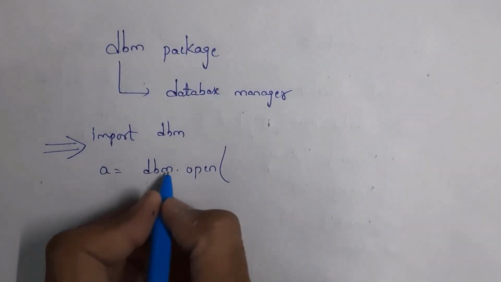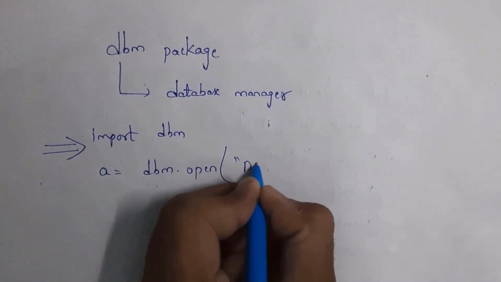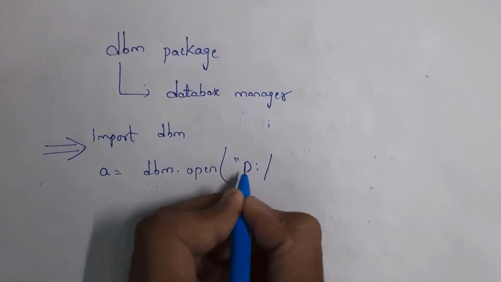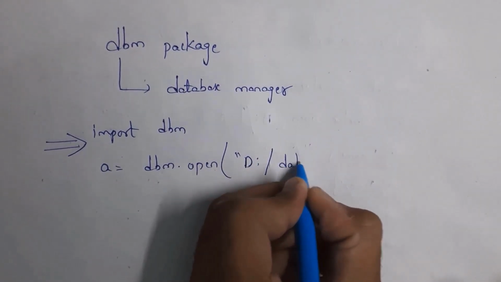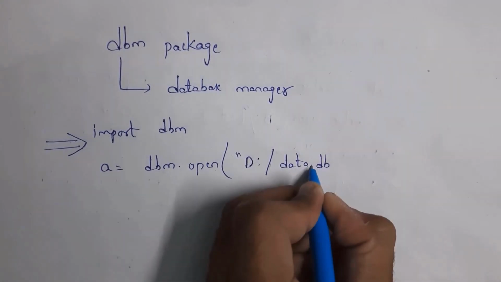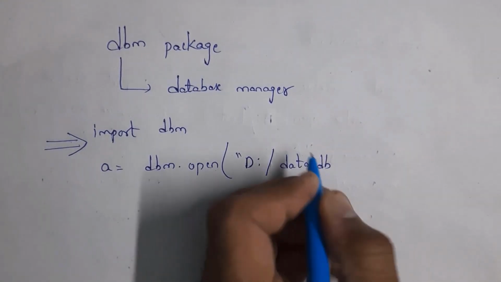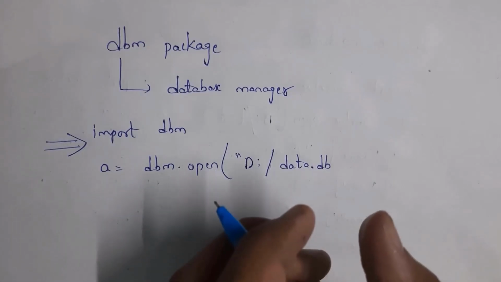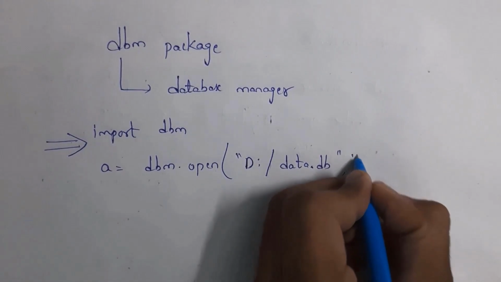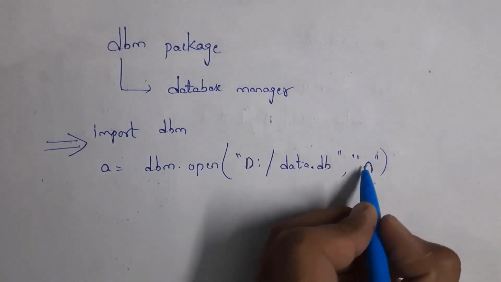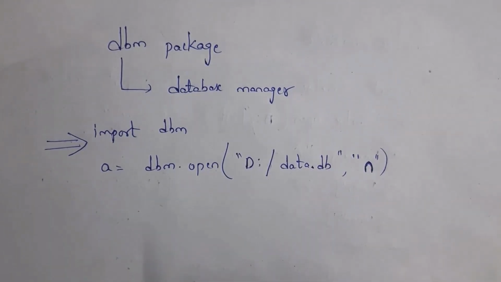So just write here dbm.open and I want to create this database in local disk D. So write here d:/. My database name is data.db. Guys, definitely write here .db because we are creating a database. We will create the database with .db extension, comma n. If you want to create a new database, then you need to use n mode where n stands for new.